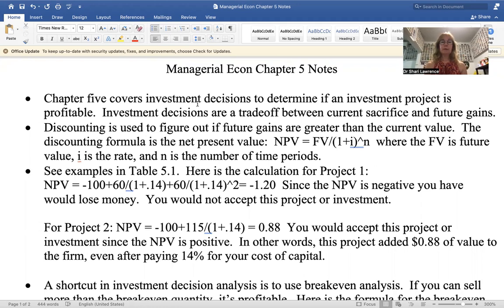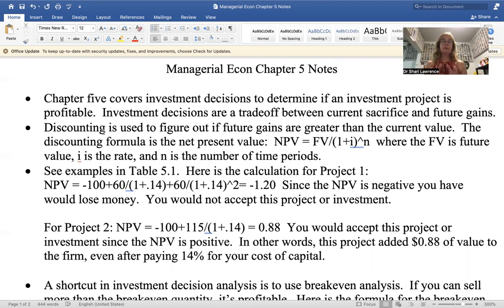Remember that investment decisions are a trade-off between current sacrifice and future gains. When we do discounting to figure out if the future gains are going to be greater than the current value, one of the main formulas that we use is to calculate the net present value. We're calculating the net present value of these future cash flows of our project, bringing the value of these cash flows back to the present at the rate that we're having to pay our investors. In other words, we have bondholders, we have stockholders, and we're having to pay them a rate of return.